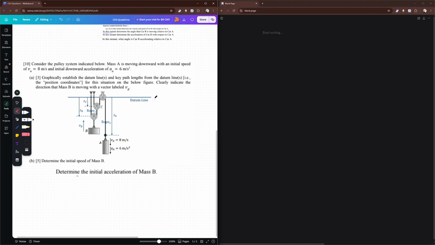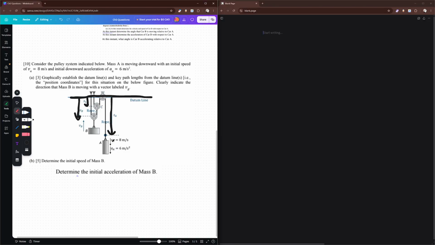I don't have the blank of this question. Anyways, the datum would be up here because, as you can see, this pulley here is connected to the roof. If you can imagine a roof up there, but this is connected, right? And the distance stuff is really easy. We have SC, SB, and SA. That's all pretty obvious. These velocities are already given.